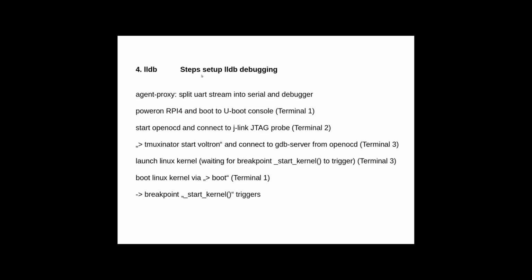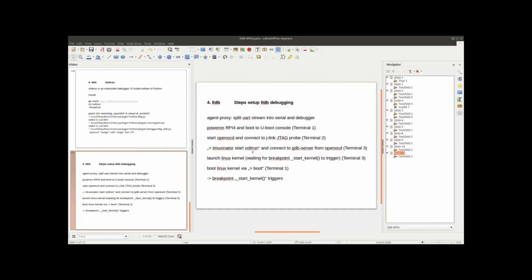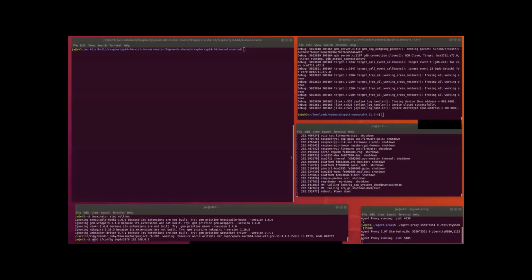And the lldb setup is more or less the same as the GDB setup. In order to share a shell with a lot of windows, I use something called tmuxinator and use that patched Voltron to get the information. Yeah, that's it. And I'd like to show something in action.